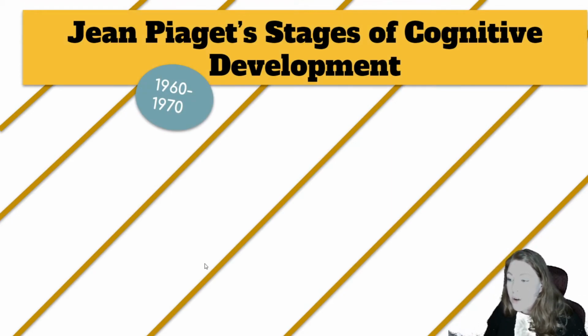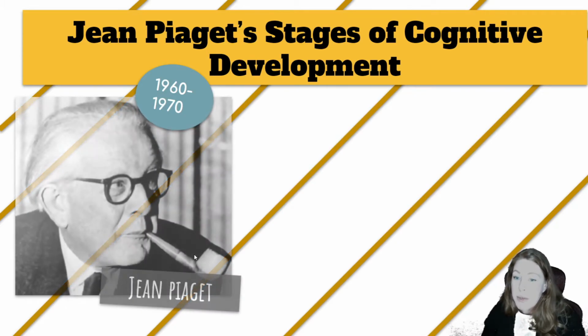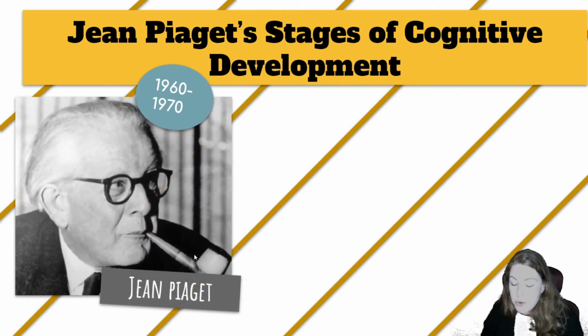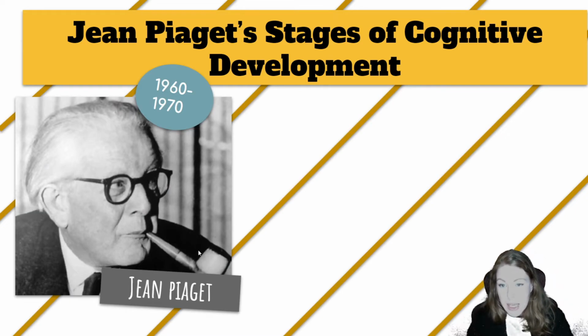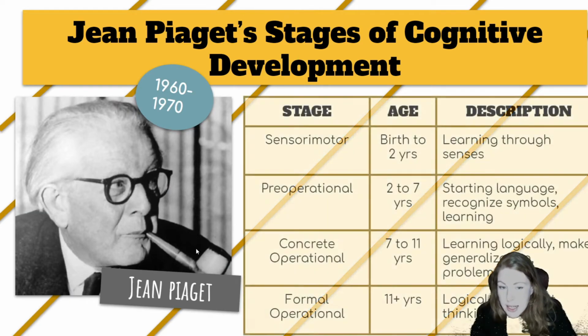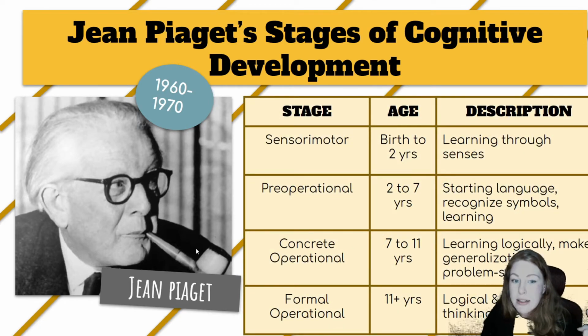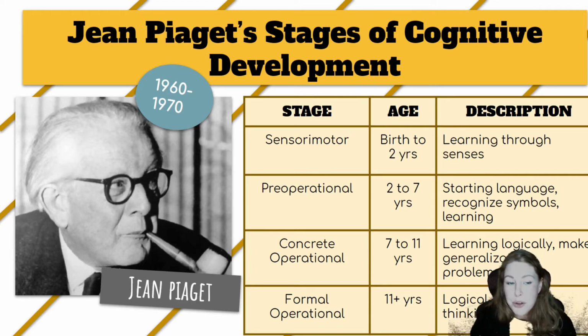So we have Kohlberg's early moral stages of development, but now we're getting into a more structured type of cognitive development. Jean Piaget in the 1960s and 70s came up with the 4 stages of cognitive development. The first is sensory motor, which is the age from birth to 2 years old, where children are learning through their senses. The next stage is pre-operational, 2 to 7 years, and this is when children start using language, being able to recognize symbols, and taking in information that they learn.